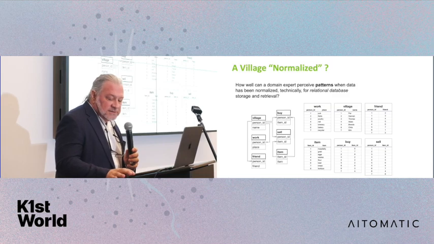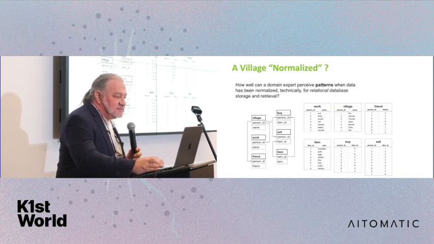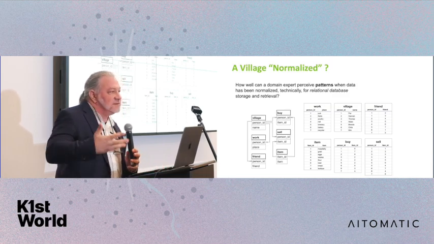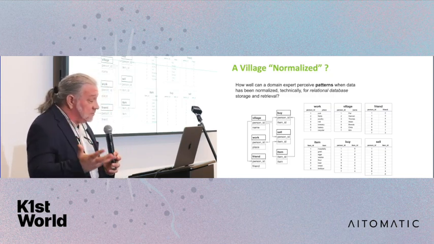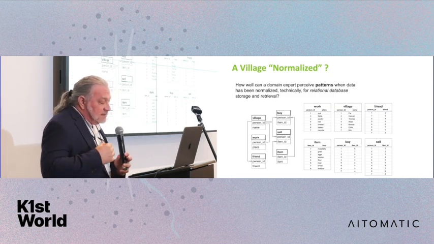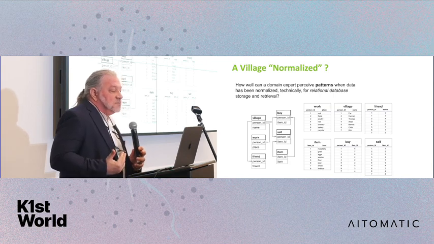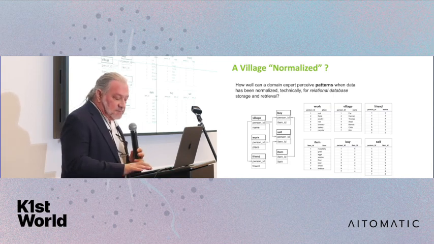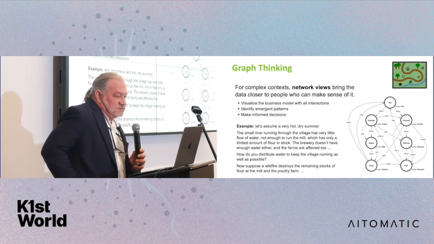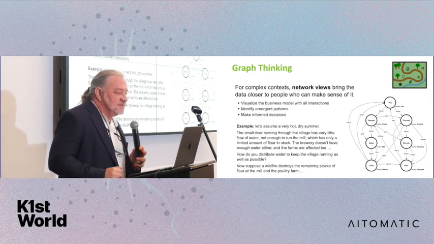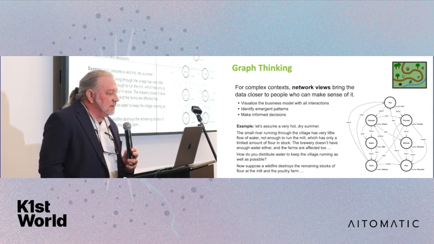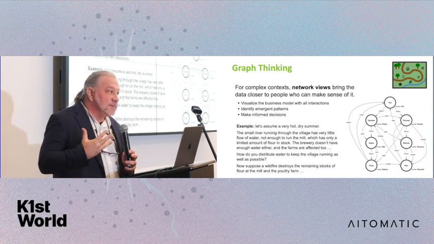But the problem is that it really atomizes the perspectives, the view of what's going on in that village. And there's a lot of numbers, and it works very well. You can calculate with it, but it doesn't convey to somebody who really understands what's happening in that economy. And so for complex problems where you have, say, more than 7 elements, network views bring the data closer to people who can really make sense of it.